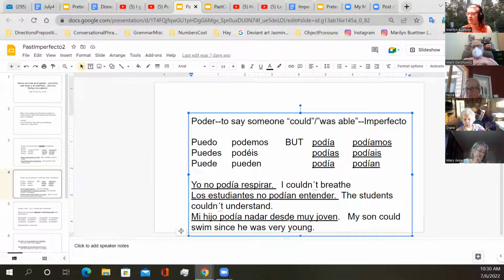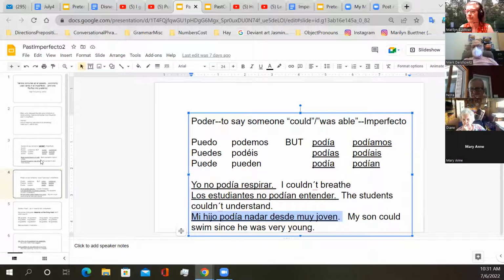Okay. Imperfecto, imperfect. The students couldn't understand. Los estudiantes no podían entender. Again, it kind of goes into a mental ability thing. Wasn't able to, it'll stay with imperfecto. Los estudiantes no podían entender. Okay. Mi hijo podía nadar desde muy joven. My son could swim since he was very young. And that doesn't talk about the very first time he ever swam, the very first lesson he ever took. It's just what he used to be able to do. Podía nadar desde muy joven. Wow. He could swim, going way back to childhood.